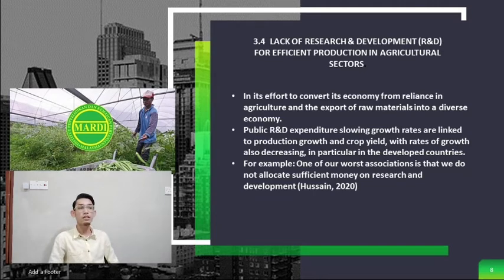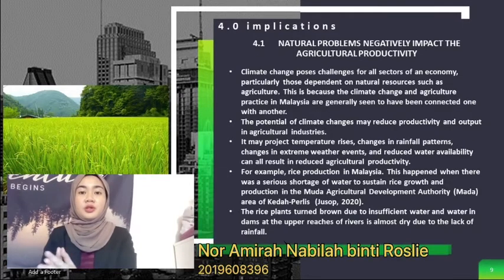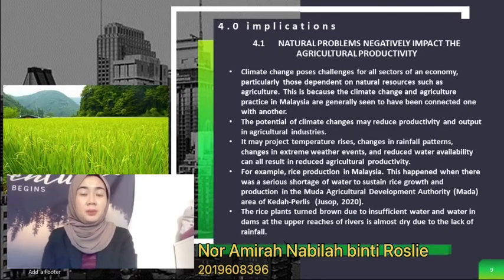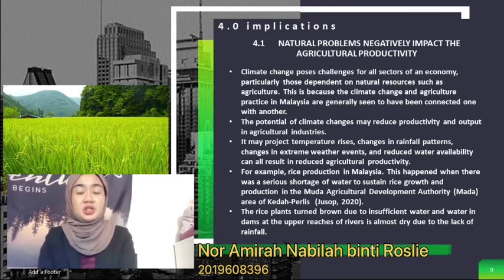Such parties need to play their respective roles and work harder to ensure the allocation which has been approved is spent as best as possible, so the project plans can be implemented in the right way. So the first implication is that natural problems negatively impact agricultural productivity.